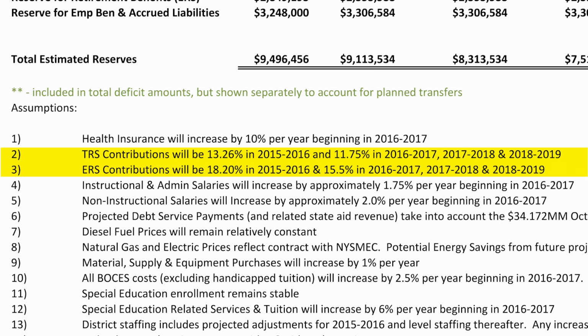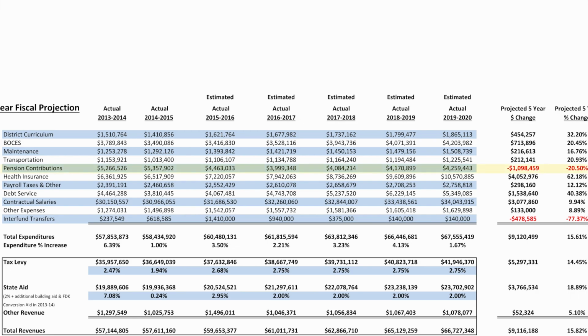This is a very hard item to predict on a year-to-year basis due to the volatility of financial markets. For the purpose of this 5-year projection, we are assuming 11.75% contribution rate for 2016-17 and forward for the teachers' retirement system, and 15.5% for 2016-17 and forward for the employees' retirement system.